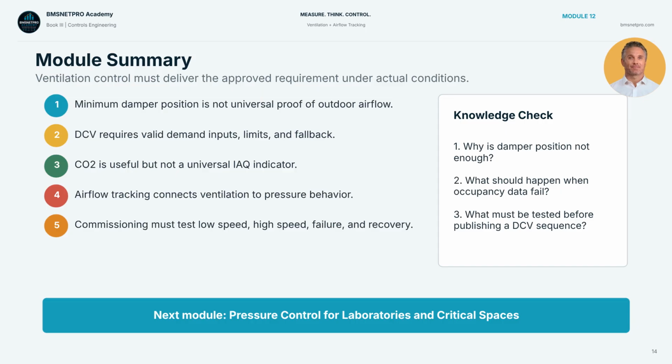Let us summarize. Ventilation control must deliver the approved requirement under actual operating conditions. Minimum damper position is not universal proof. Demand control ventilation requires valid demand information, limits, and defined fallback. Carbon dioxide can be useful, but it is not a universal indoor air quality proof. Airflow tracking connects ventilation to building pressure. Finally, commissioning must test low speed, high speed, economizer transition, demand control response, sensor failure, occupancy signal loss, trends, and operator alarms.